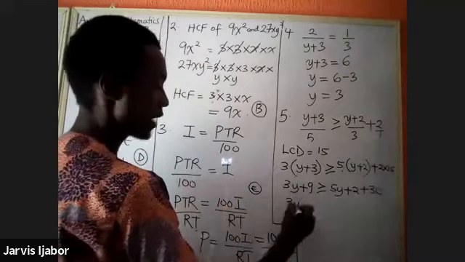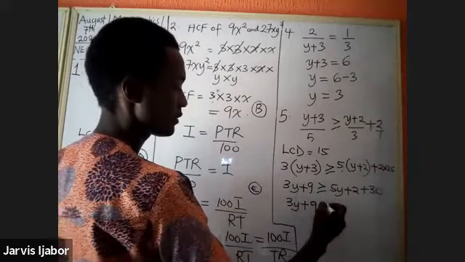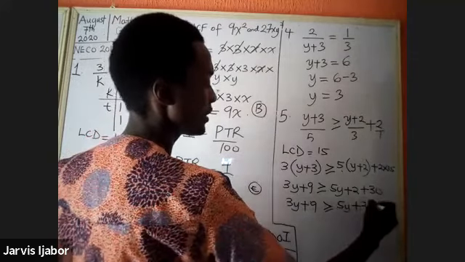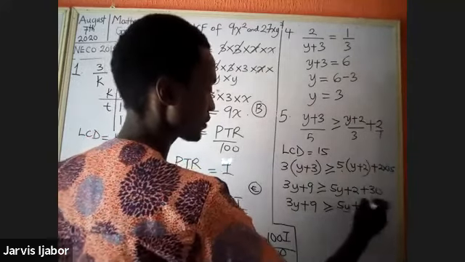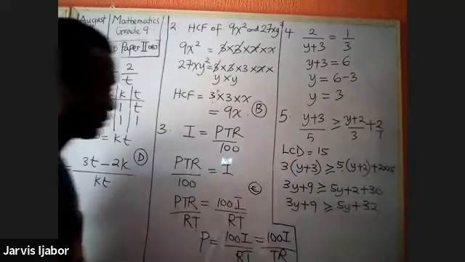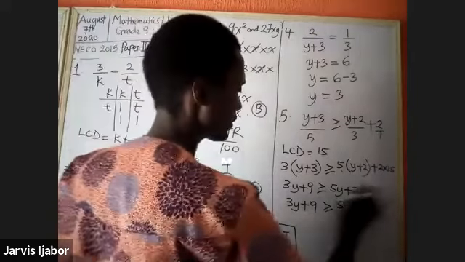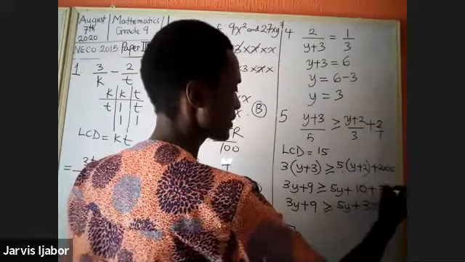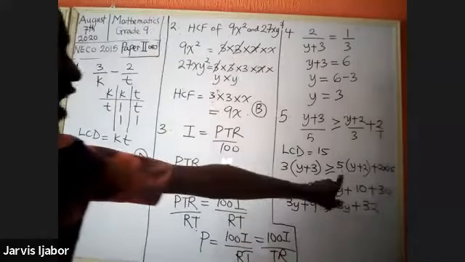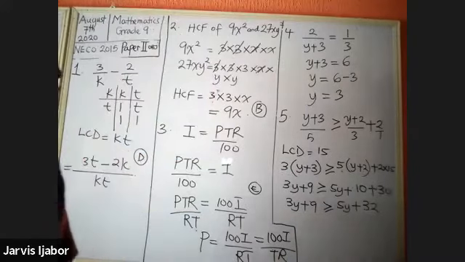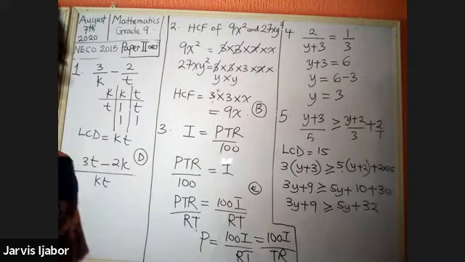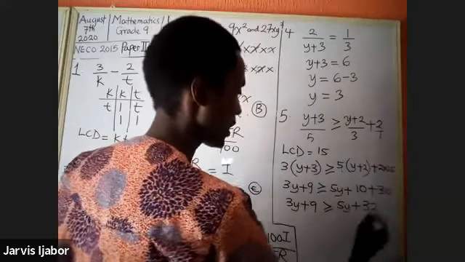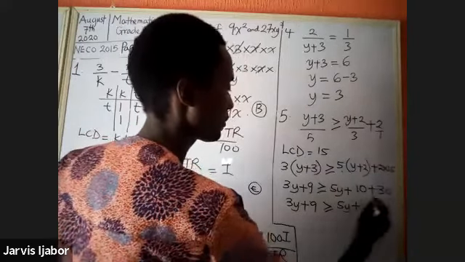That will be 3y plus 9 greater than or equal to 5y plus 20 plus 32. Sorry about that. Where am I getting that from? Sorry, this is 10. This will be 10 plus 30. I hope we know why. 5 times 2 is what? 10. Please, sorry about that. And that will give me 40.